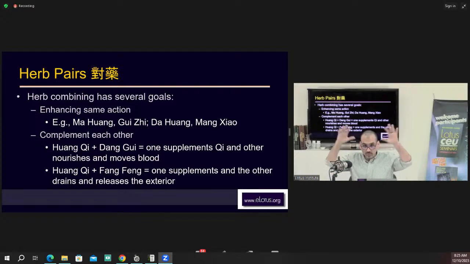But even before we understand that larger formula, it's a good idea to understand those smaller pairs like huangqi and danggui. We can have things like huangqi and fangfeng. One supplements and the other drains and releases the exterior, right? So when we have certain conditions, we might need to use the two of those functions together as a complement for one another. Okay.